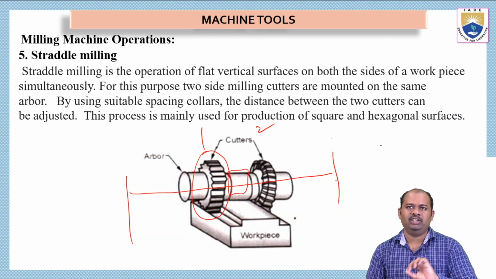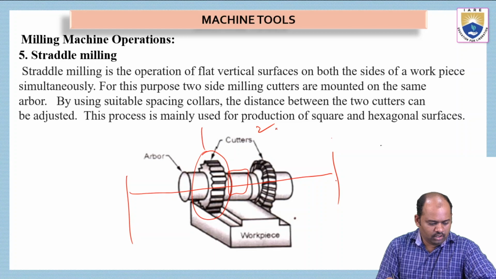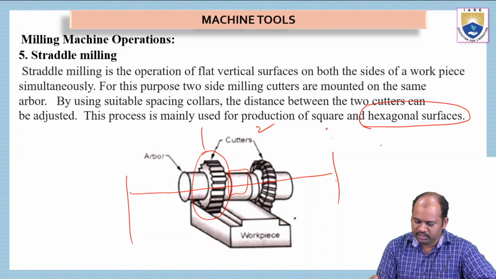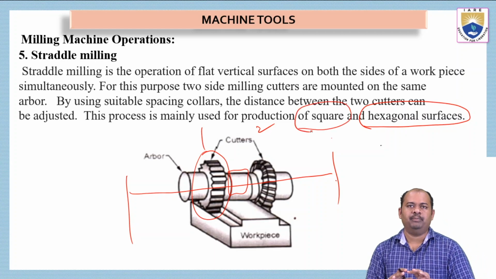This process is mainly used for the production of square and hexagonal shapes only. So this is not suitable for everything. It is suitable only for hexagonal surfaces and square surfaces. So these are the applications of the straddle milling process.